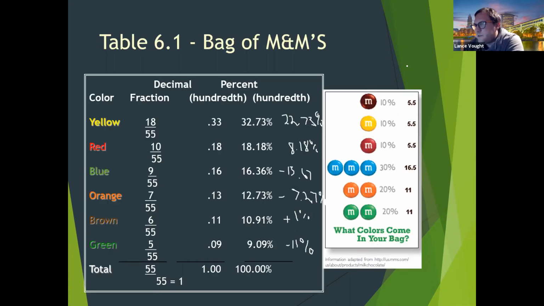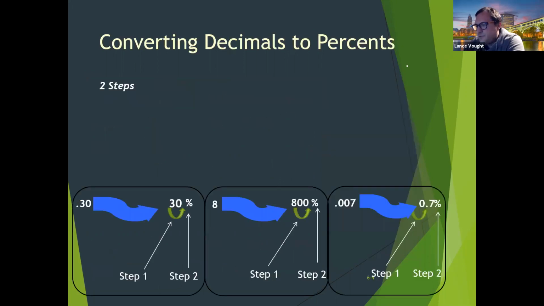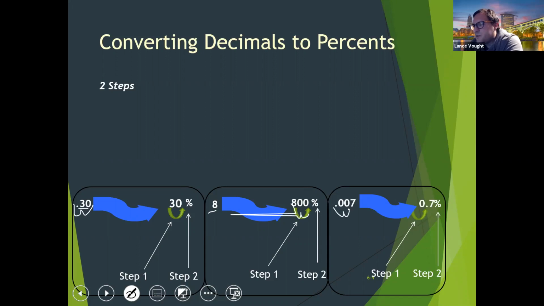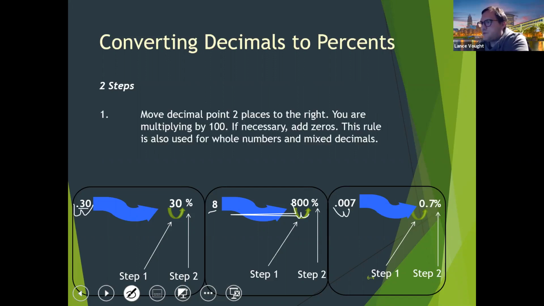So how do we convert decimals to percents? As I mentioned before, if you have 0.3, remember it's hundreds. So you go over 1, 2. And then if you're going from 8 to a whole number, you go over 1, 2, you get 800%. 0.007, you go over 1, 2, and then you're at 0.7%. So you're always moving the decimal place 2 places to the right when you're multiplying by 100, because that's what percent means.